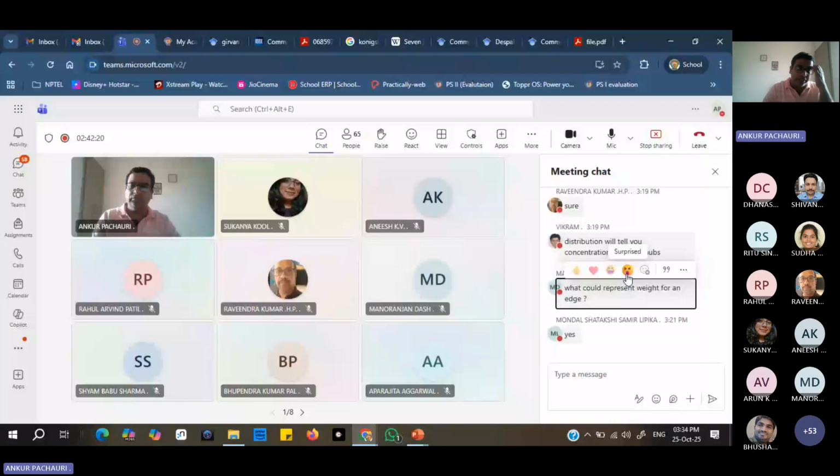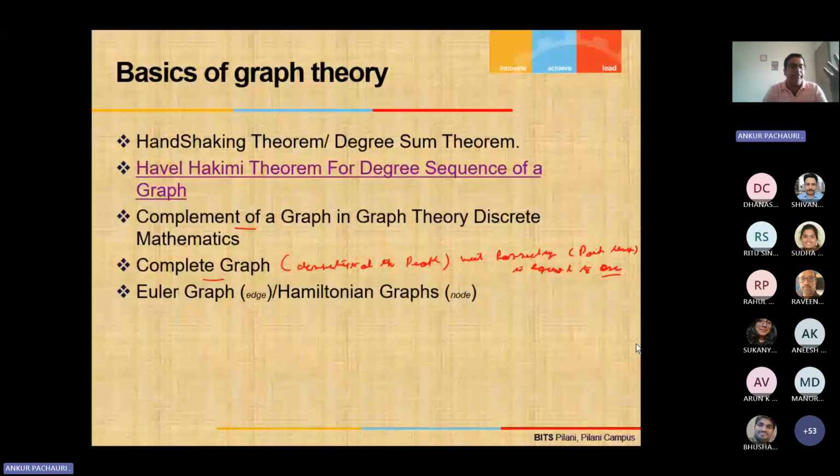Euler graph and Hamiltonian graph. Euler graphs are the graphs where we have to travel each edge exactly once. If there's a restriction that we have to come back to the same starting point, then we call it the Euler cycle. If not, then Euler path.